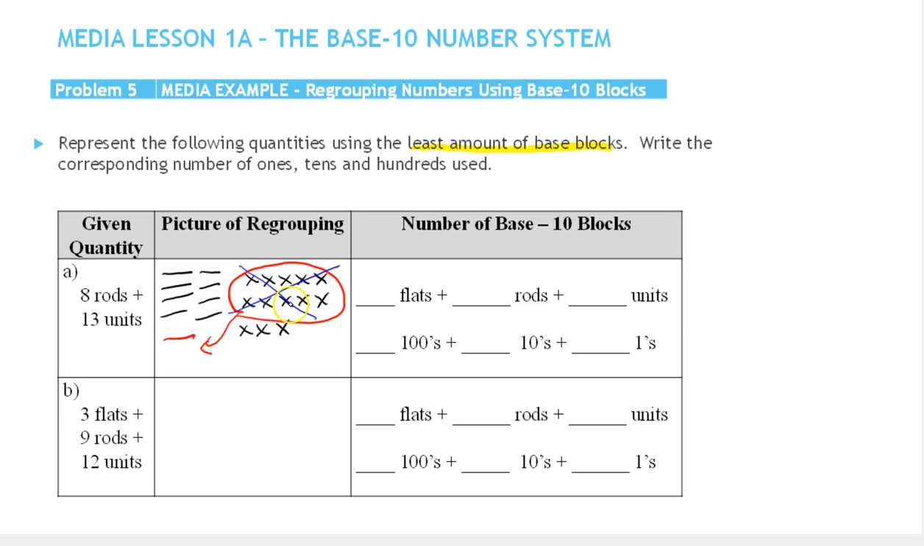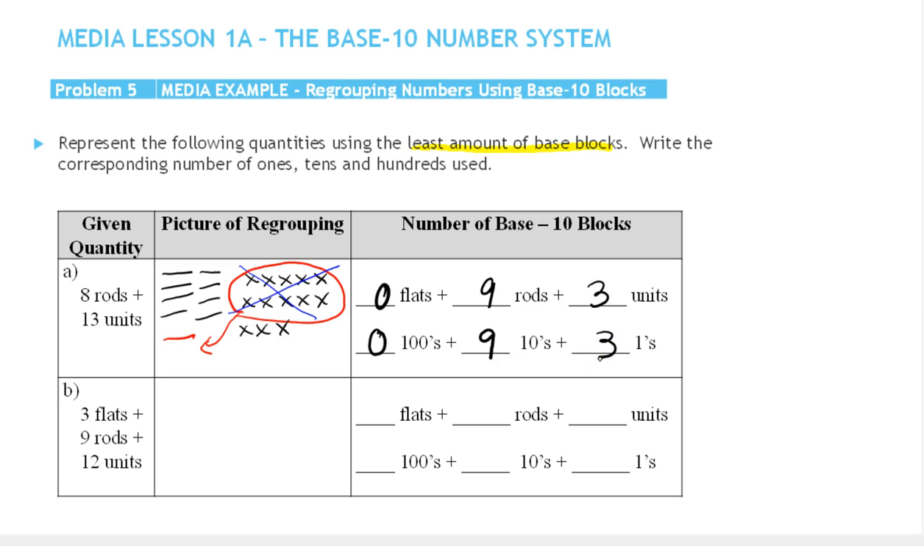So we have 0 flats. We have 8, now 9 rods. And we have 3 units. And this is equivalent to 0 100s plus 9 10s plus 3 1s.